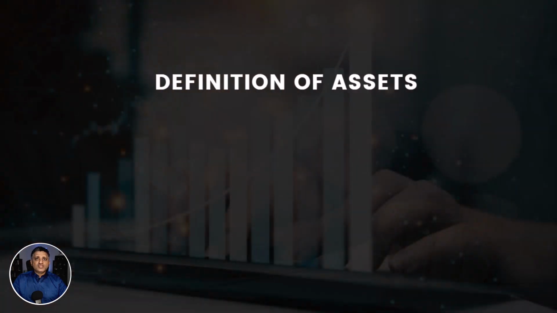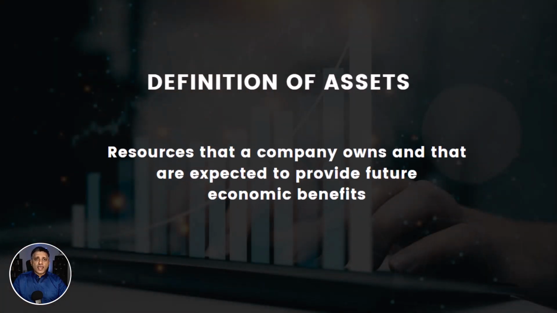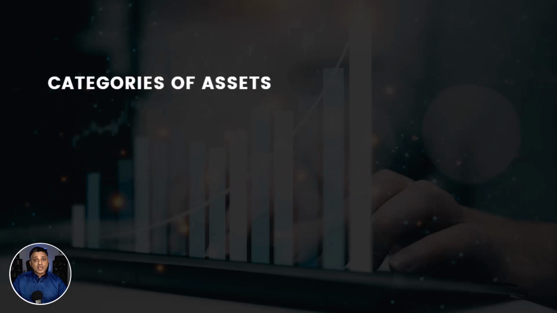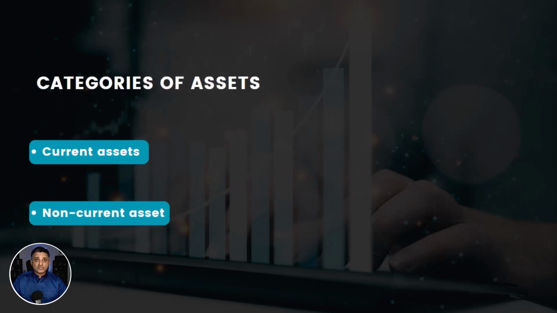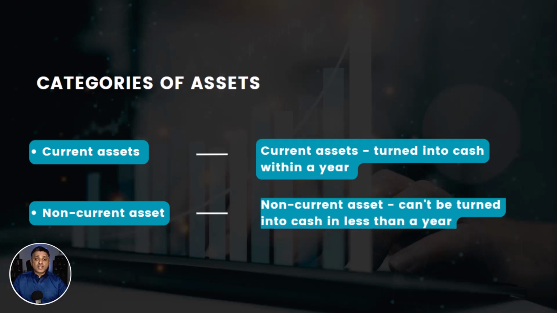To begin with, let's define what assets are. Assets are resources that a company owns and that are expected to provide future economic benefit. There are two types of assets, current assets and non-current assets. Cash, accounts receivable, stock, and other assets which can be turned into cash within a year are examples of current assets. On the other hand, non-current assets are long-term investments like property, plant and equipment which cannot be turned into cash in less than a year.